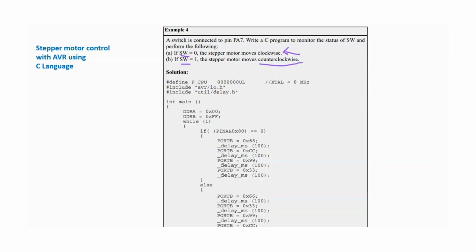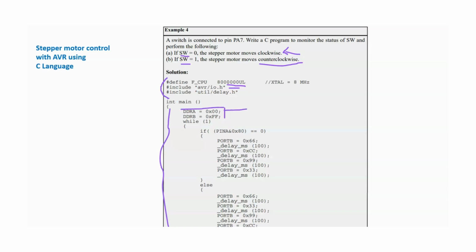In C language, these are the starting lines in which we define the crystal oscillator frequency. We include the basic libraries for IO and delay. Then in the main function, we do the port setting in these two lines, in which we set DDRA as 0.